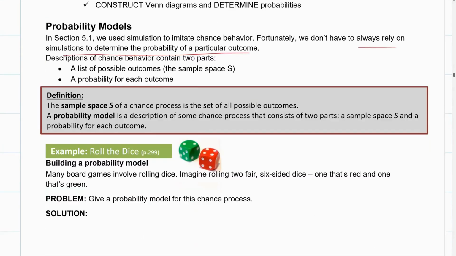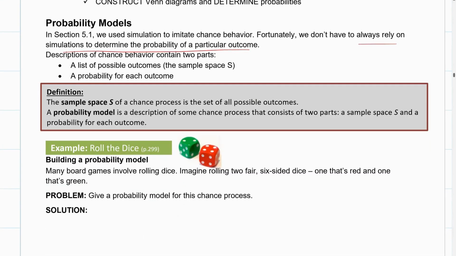Probabilities work by dealing with two things. One, a list of all the possible outcomes of that random occurrence. We call it the sample space, and we give it the letter S. And what is the probability, or that long-term proportion, for each of those outcomes? The probability model describes what are the things in the sample space and what is the probability of each of those outcomes.